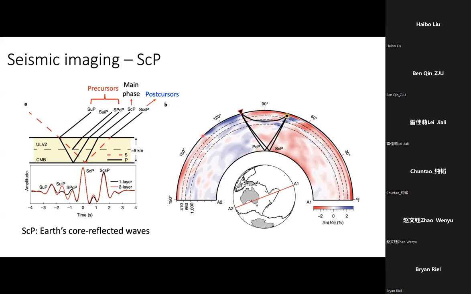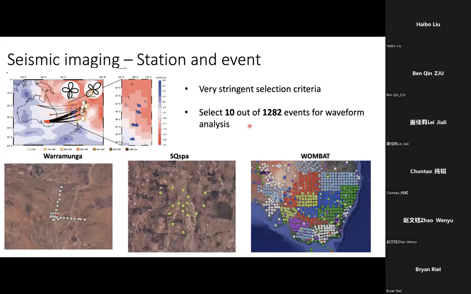So here is the cross-section of the Pachhai velocity model. What they are trying to study in this paper is the ULVZ located at the western edge of the LLSVP residing beneath the Pacific plate. Here it shows the station and the event, and in this study they used deep earthquakes that occurred in the Tonga-Fiji subduction zone.